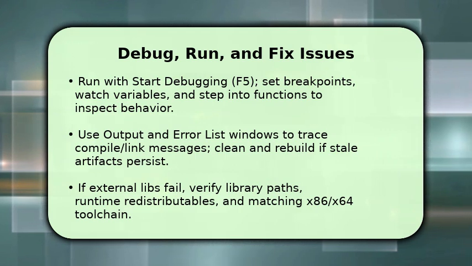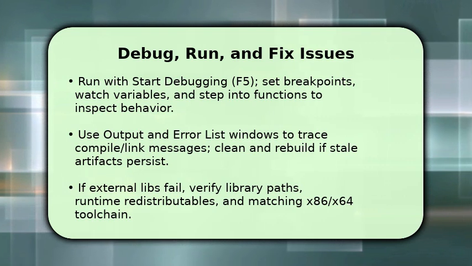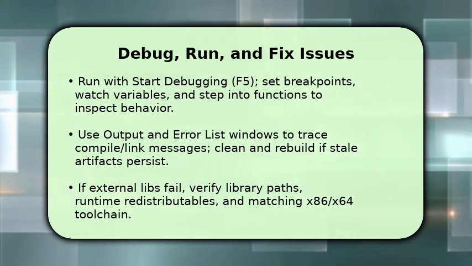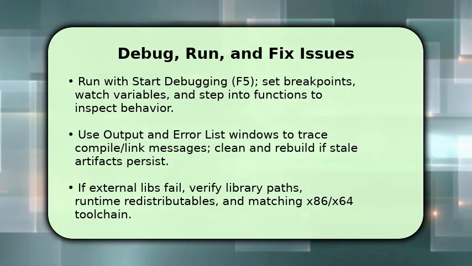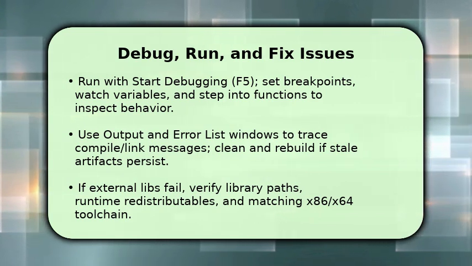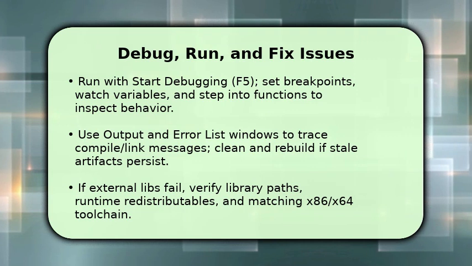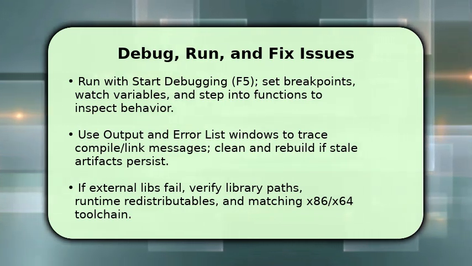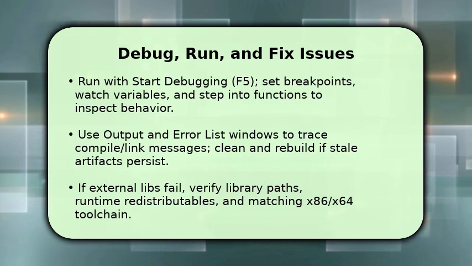If you see build errors, open the Error List and Output panels to locate file and line numbers, then clean and rebuild the project to remove stale objects that can mask fixes. One key troubleshooting tip: when external libraries fail to link, make sure the library directories and runtime redistributables match the selected platform, x86 versus x64.